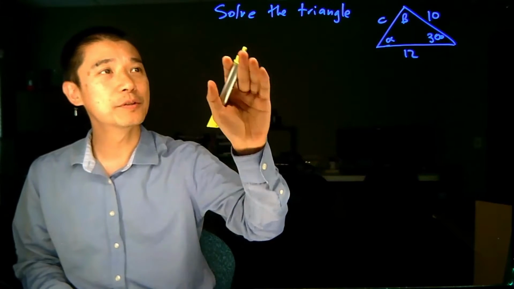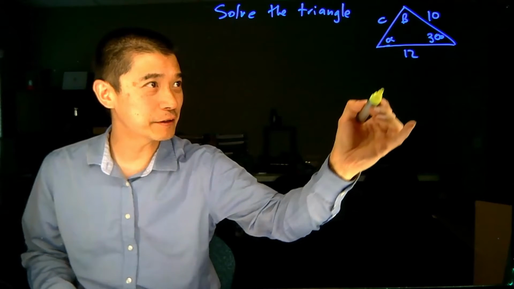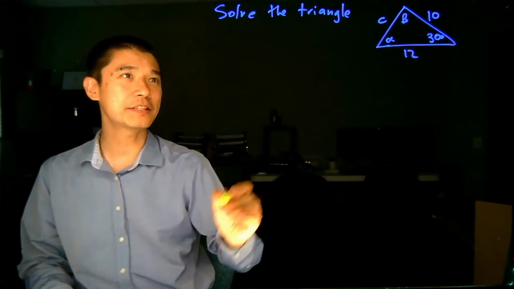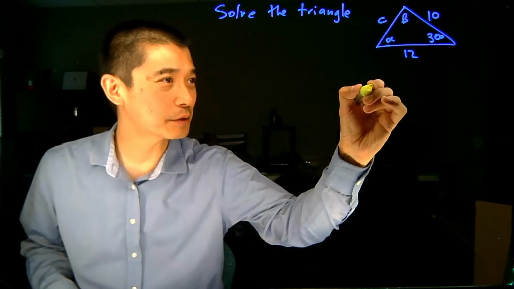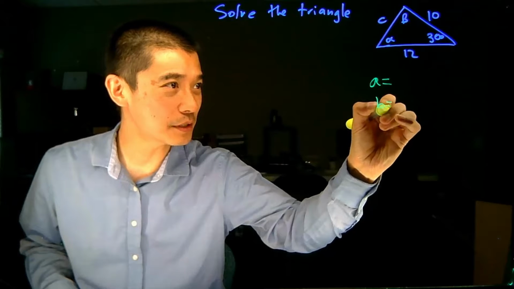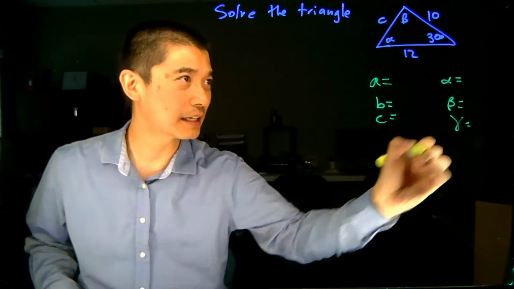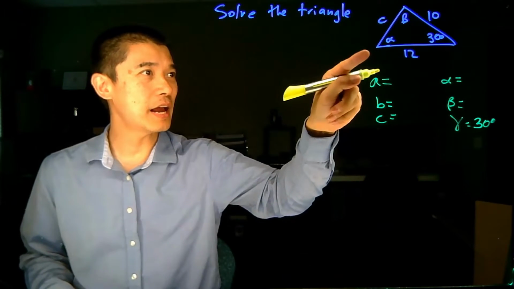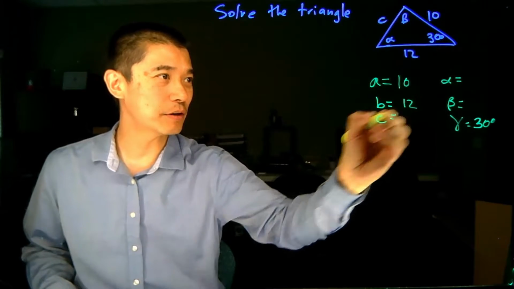Here's an example. Solve the triangle. In this case, we have a side angle side configuration, so the known angle is trapped between two known sides. And so that tells us that we want to use the law of cosines here. Let's make our chart first. A equals, B equals, C equals, alpha, beta, and gamma. Our only known angle here is gamma, which is 30 degrees. A is across from alpha, so that's 10. B is across from beta, so that's 12.